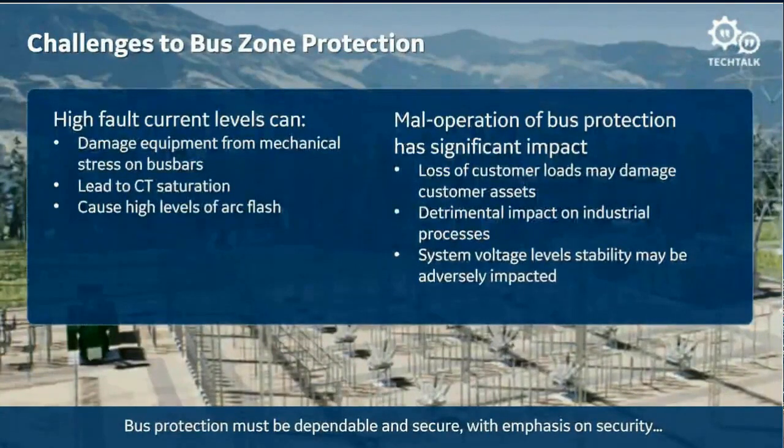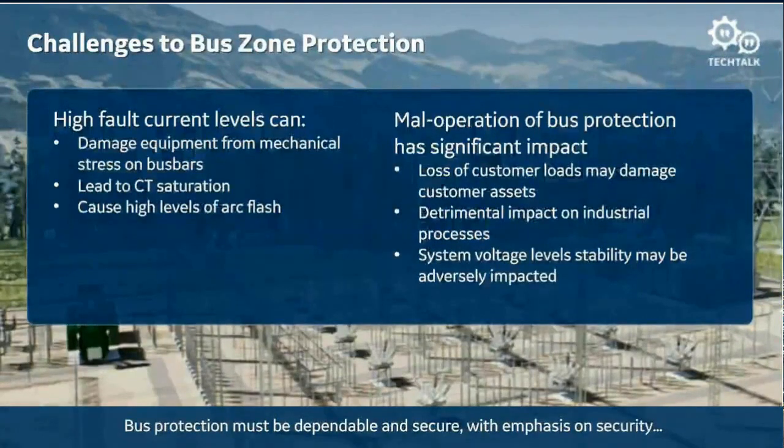Therefore, if a short circuit occurs on the bus, then there will be multiple sources contributing to the fault current, resulting in very high levels of fault current. This results in damage to the equipment from mechanical stresses on the bus bars, can lead to extreme CT saturation if your CTs are not sized properly, and even if they are sized properly, we could still have large amounts of CT saturation due to DC offset.